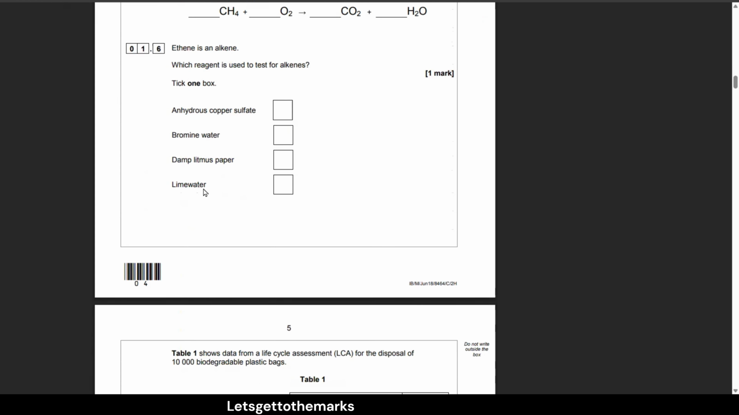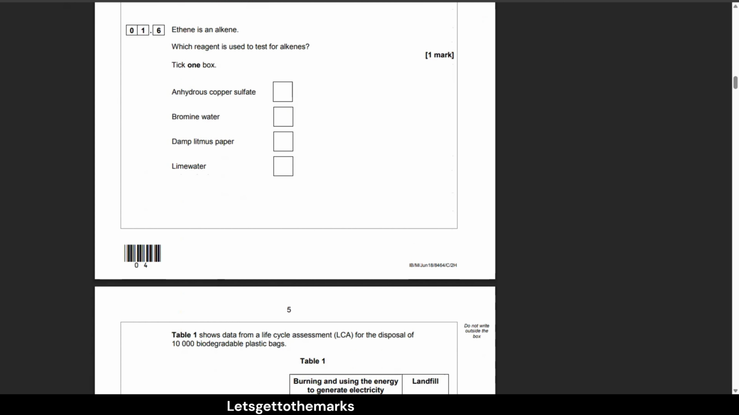Moving on down. Okay, 1.6, ethene is an alkene. Notice there's a difference in spelling between alkanes and alkenes. Alkenes have a little E instead of an A there. Which reagent is used to test for alkenes? Tick 1 box, 1 mark, pause, have a go.